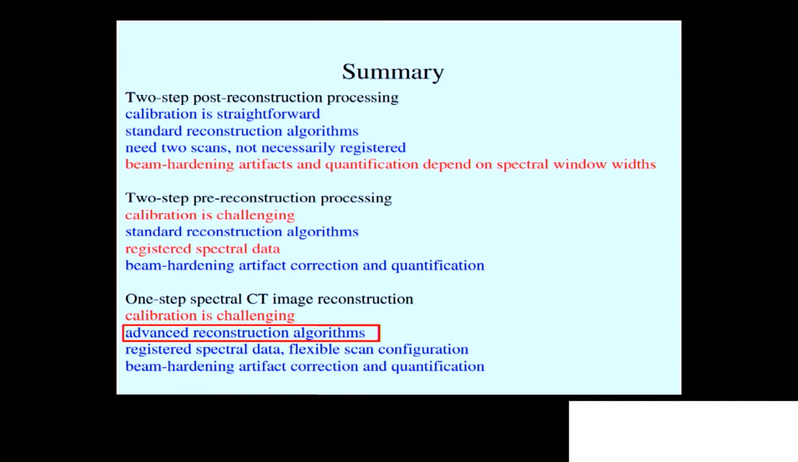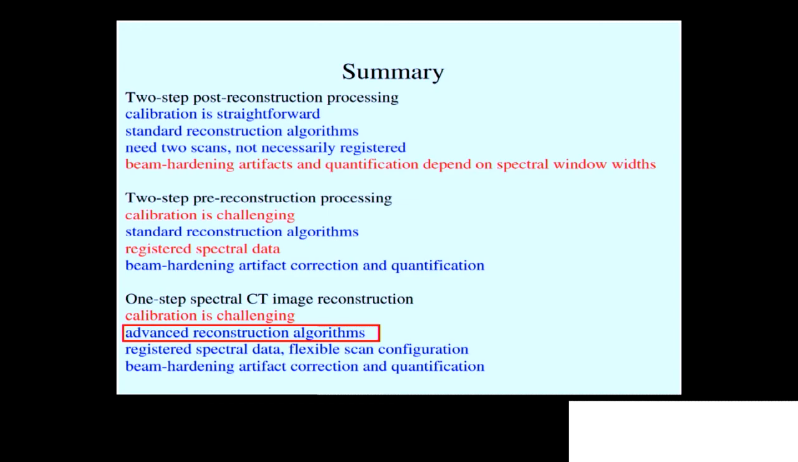The advantages here are that the calibration is straightforward. You can just do everything in the image domain, and you can use standard reconstruction. You do need 2 scans, but they do not necessarily need to be registered because you're reconstructing them independently. The problem with this is that you're sensitive to beam hardening artifacts, like those streaks that I showed you in the metal case, because you are not really using an accurate spectral response model, right? But this depends on the spectral window width. If you somehow manage to get very narrow spectral responses, this is not a big deal, right?